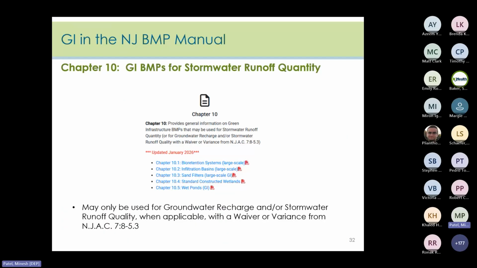Chapter 10 BMPs can be used to address stormwater runoff quantity control. These BMPs can have larger contributory drainage areas than the BMPs that were listed in Chapter 9. And these Chapter 10 BMPs include large-scale bioretention systems, large-scale infiltration basins, large-scale GI sand filters, standard constructed wetlands, and GI wet ponds. Note that though I said they can only address quantity, these BMPs may only be used to meet water quality and recharge if a waiver or variance is granted.